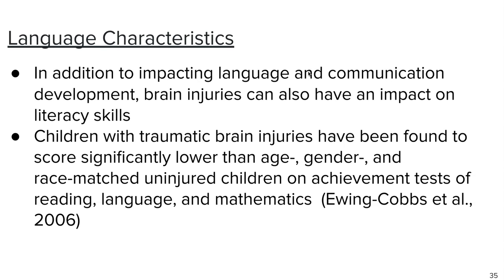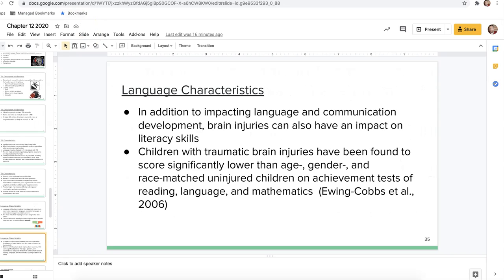In addition to impacting language and communication development, brain injuries can also have an impact on literacy skills. Children with traumatic brain injuries have been found to score significantly lower than age, gender, and race-matched injured children on achievement tests of reading, language, and mathematics.